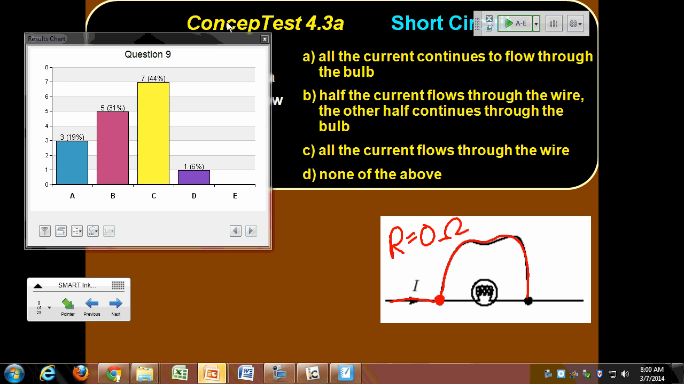Or most of the charges will. They actually are proportioned based on the resistance. Most of them will go through the smaller resistance, and then some will go through the light bulb, which has a much larger resistance. But here, since we're saying that the resistance of the wire goes to 0, they're all going to go through the wire. So it's basically like removing the light bulb altogether.